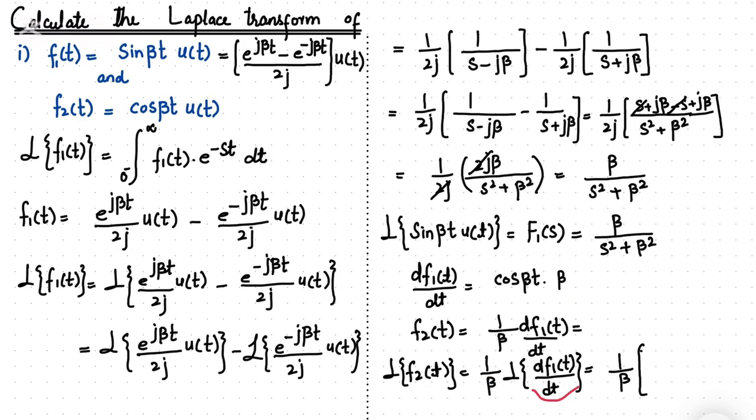Laplace transform of the derivative of f1 of t. Using the derivative property of Laplace transform, this is going to be s f1 of s minus the function evaluated at 0. Which function? Sine of beta t. So sine of beta t evaluated at 0 would be sine 0, which is 0.